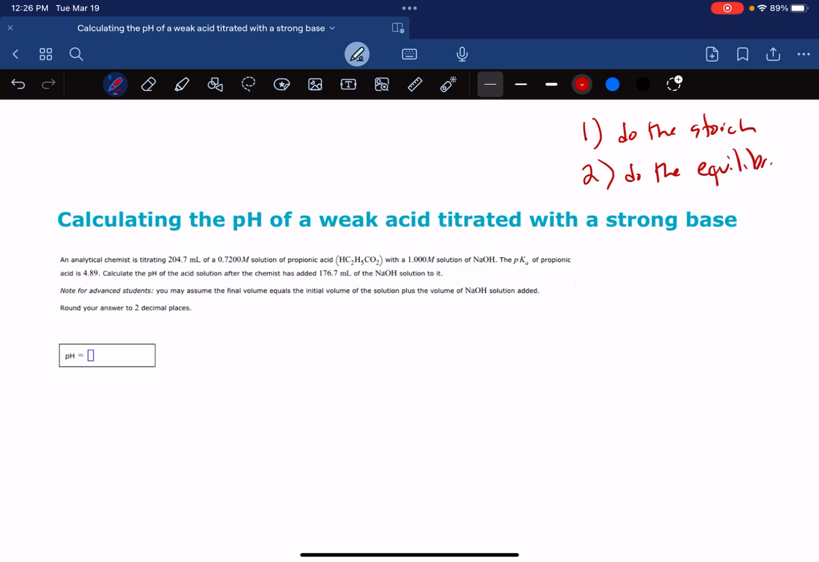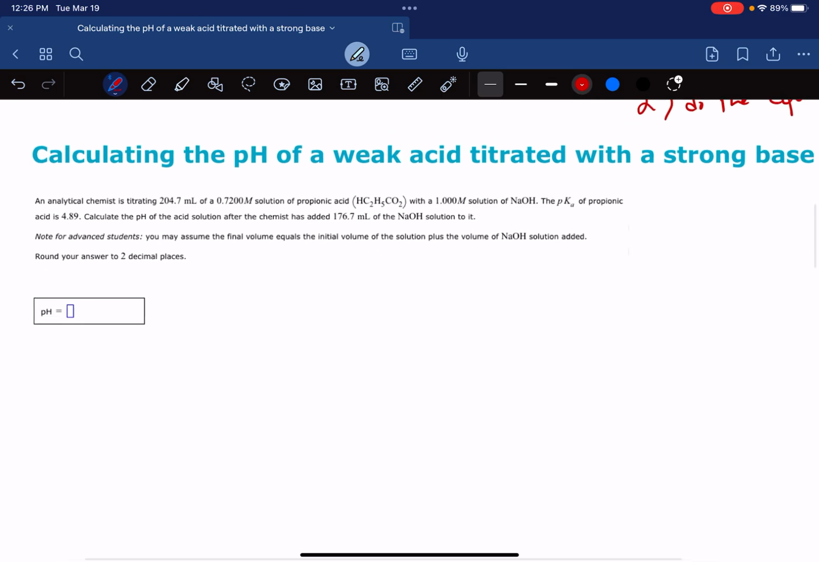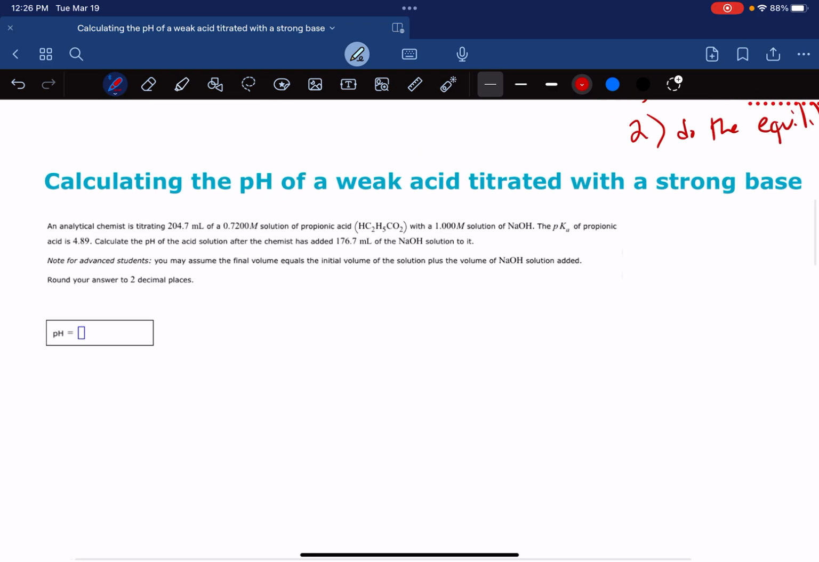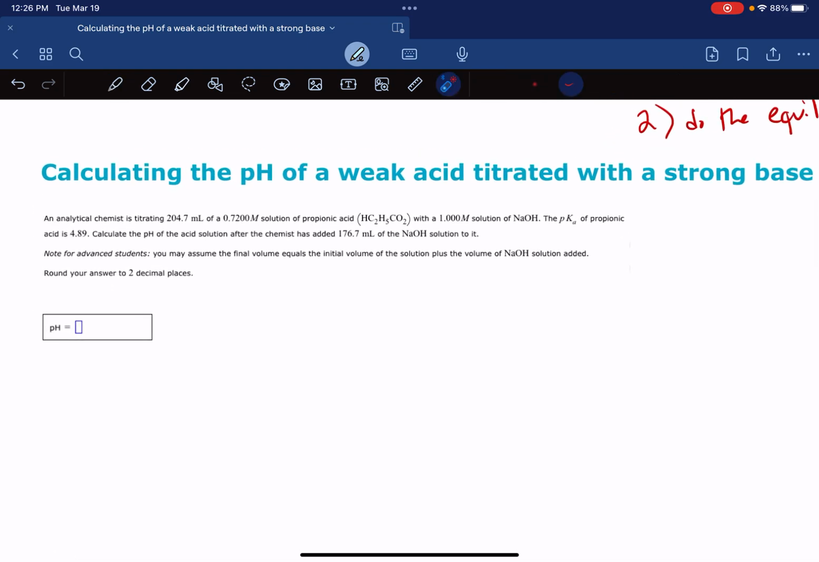So this is no different in that we're given a problem. They're giving us propionic acid, and we're titrating it with NaOH. In other words, this NaOH is going to chomp down on the propionic acid until it either uses up all the propionic acid or all the NaOH is used up. One of the two things. So the first part of our problem, we have to set up an equation to show what is actually going on here.